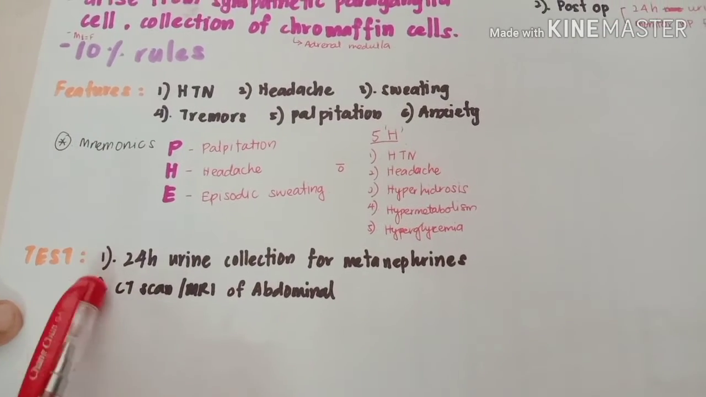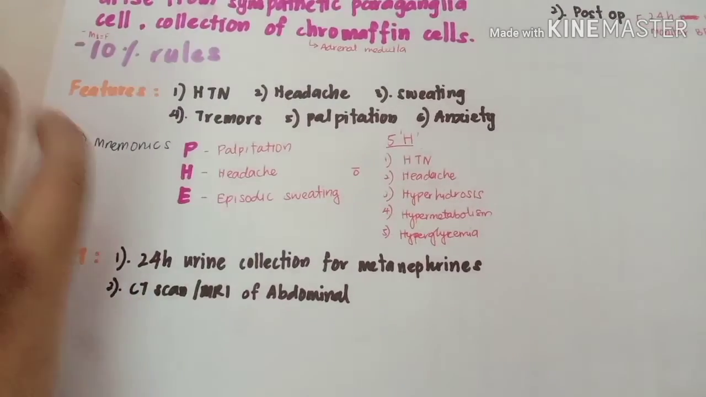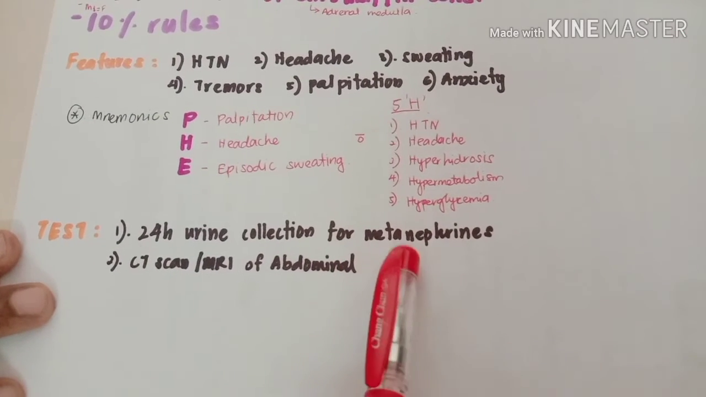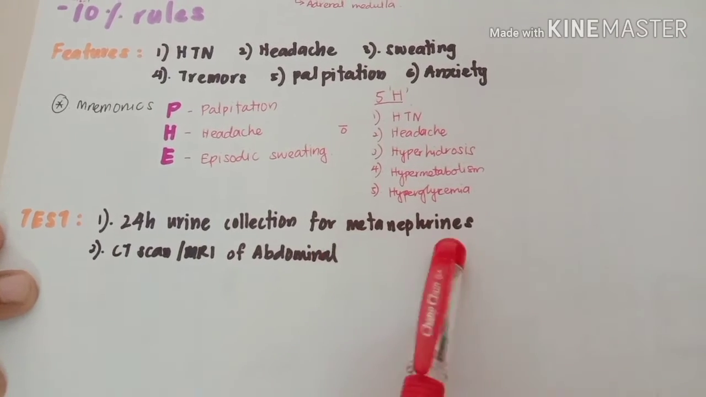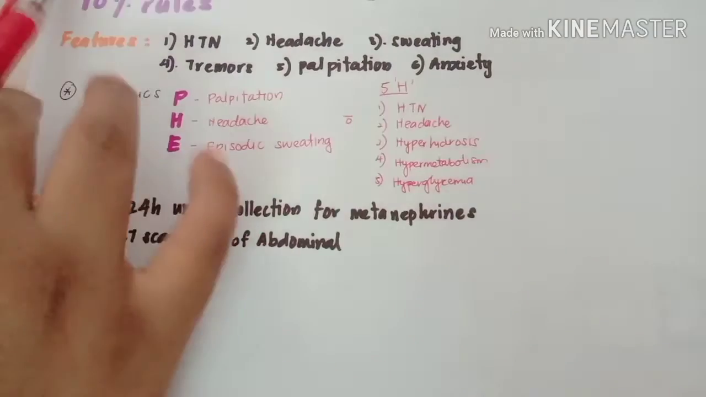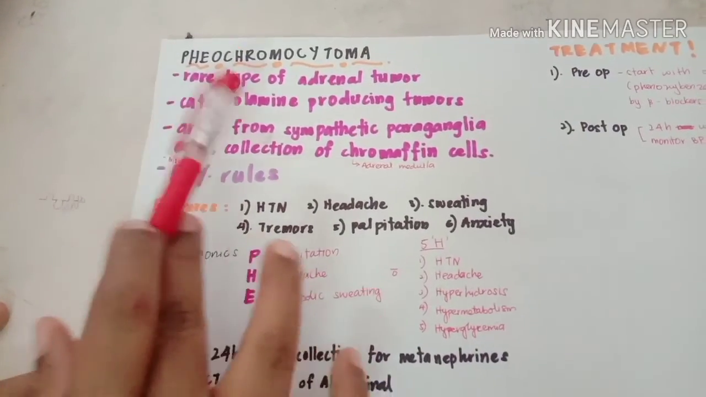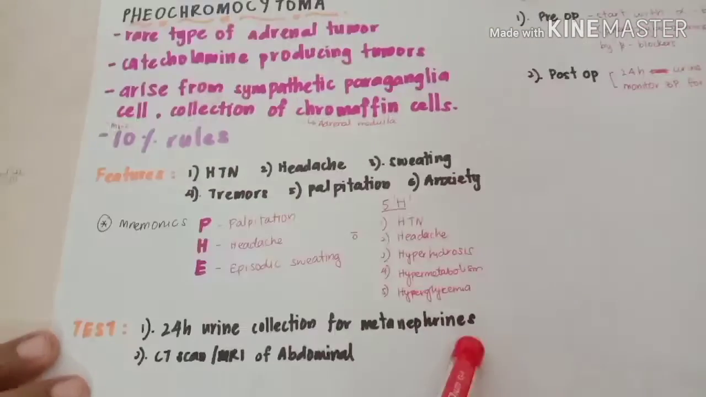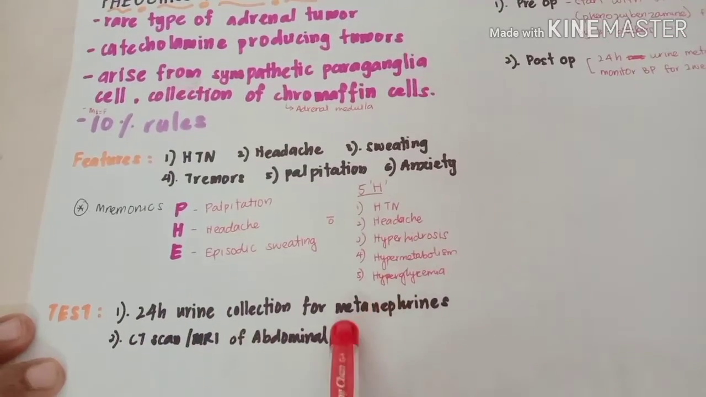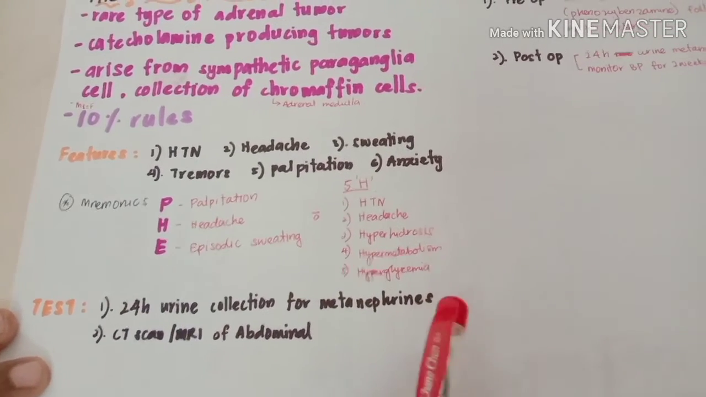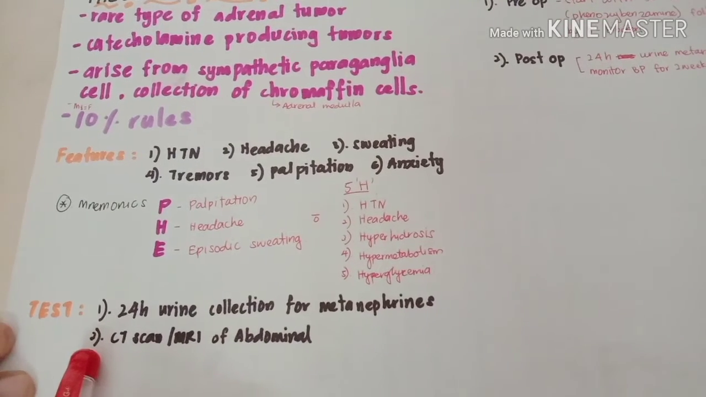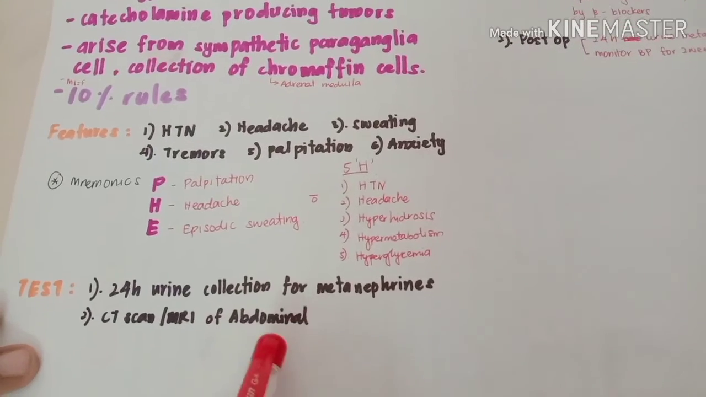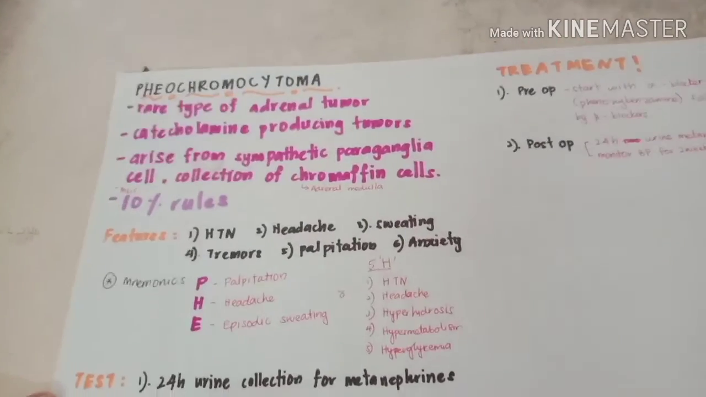The first main thing you have to do when you suspect this disease is a 24-hour urine collection for metanephrines. You have to look for metanephrines, not catecholamines. Take note of this. Many students make mistakes in this. And for the second diagnostic, you can go for a CT scan or MRI of the abdomen, so you can figure out how big the tumor is.